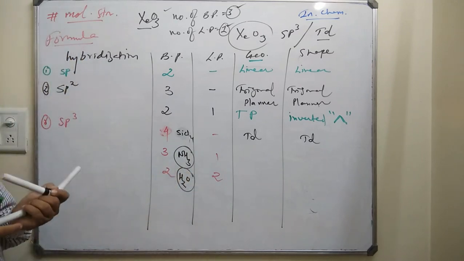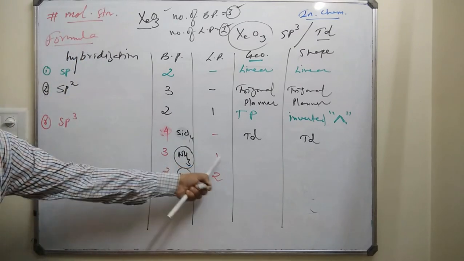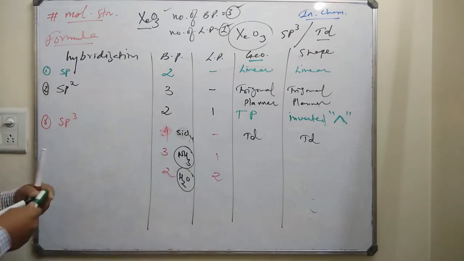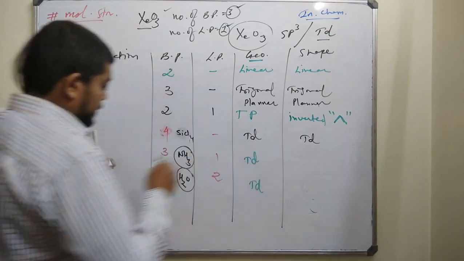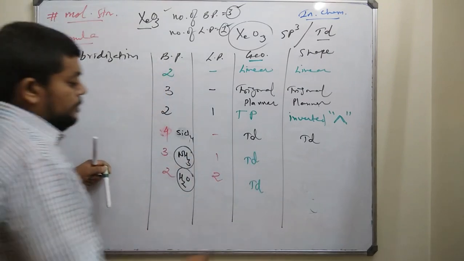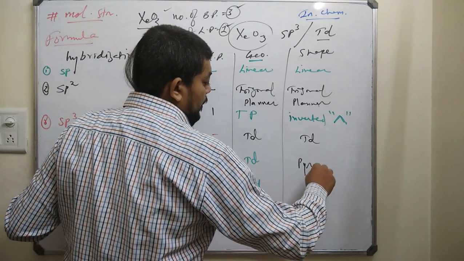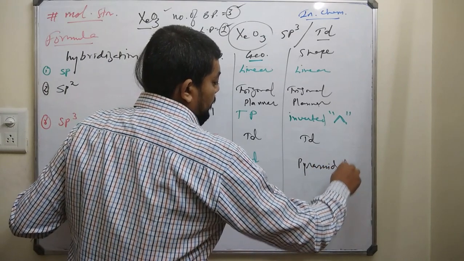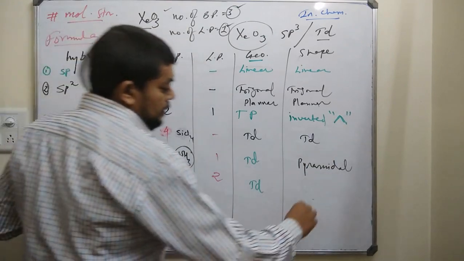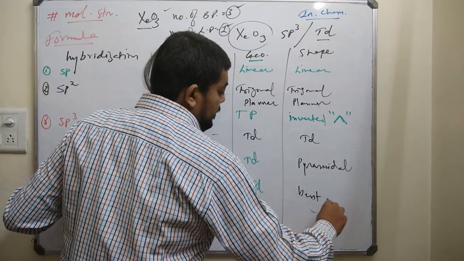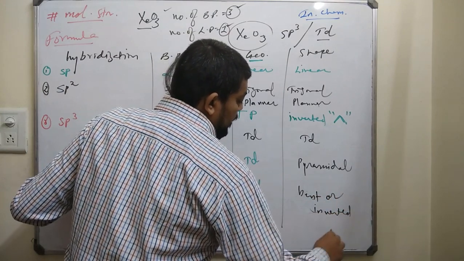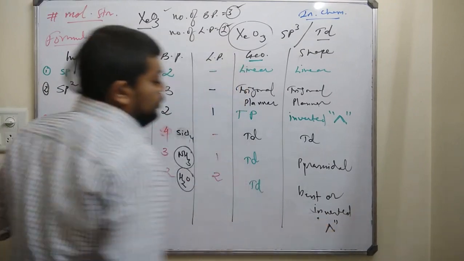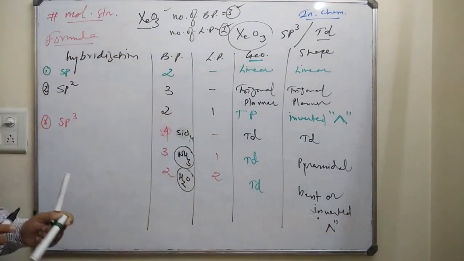Now there are two molecules, ammonia and water, which do not obey our formula but are the best suitable examples for this combination, where the geometry for ammonia and water will be tetrahedral, whereas the shape would be pyramidal and the shape would be bent or inverted V. So friends, this will make it very clear.